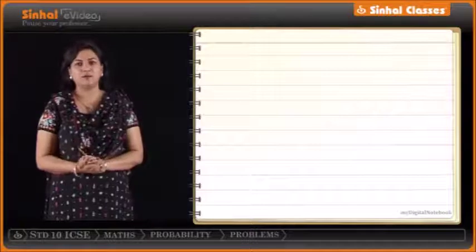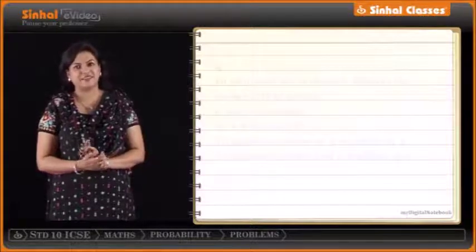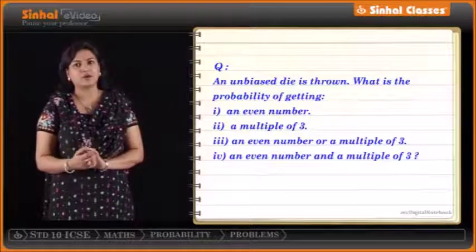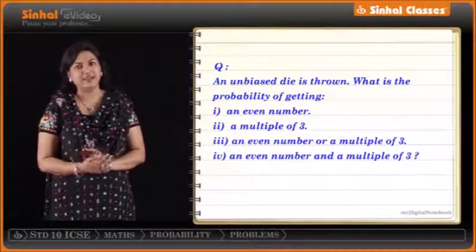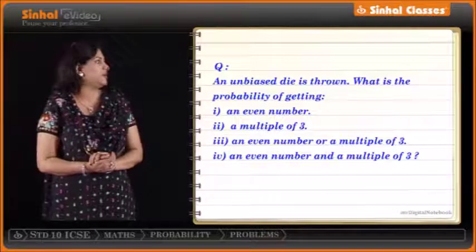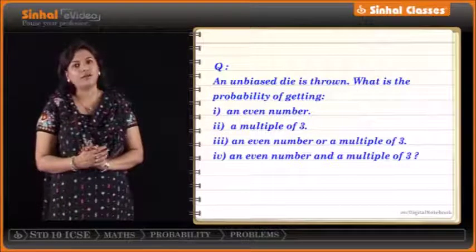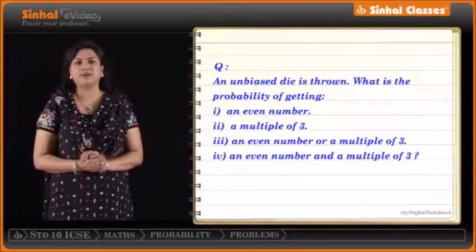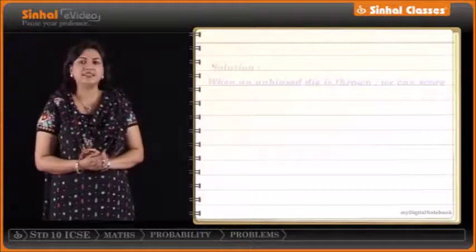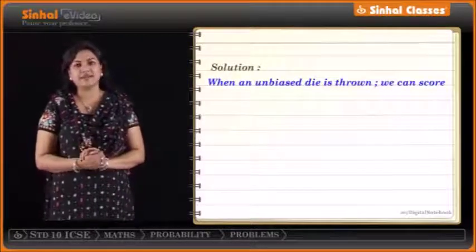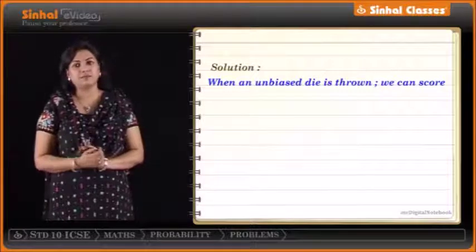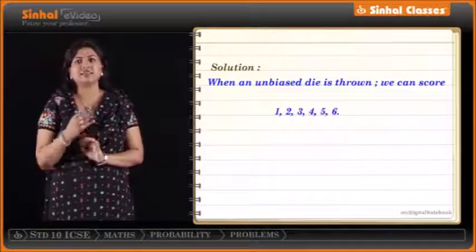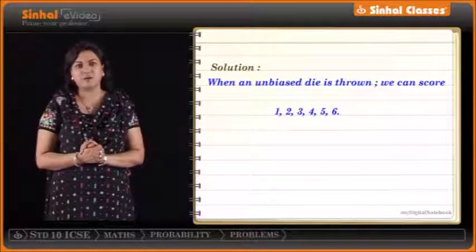Now let's take the problems based on this topic. We take the first one. An unbiased die is thrown. What is the probability of getting an even number, a multiple of 3, an even number or a multiple of 3, and an even number and a multiple of 3? Now in this case, whenever an unbiased die is thrown, the number of possible outcomes could be any numbers from 1 to 6. That is, there are 6 outcomes which are possible.